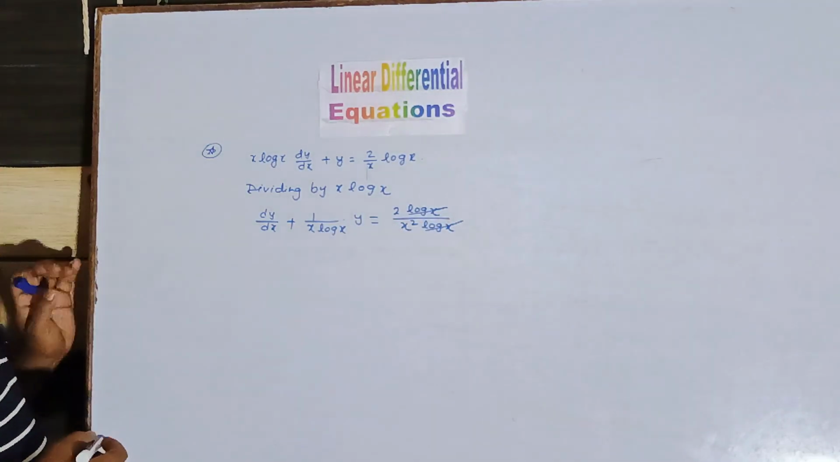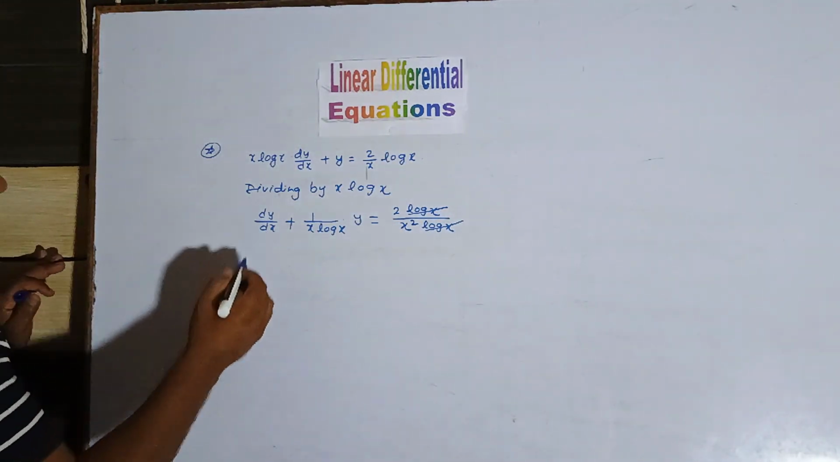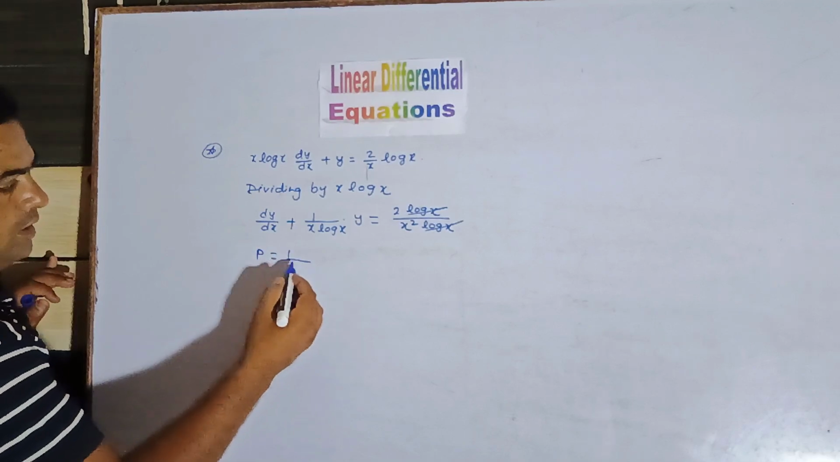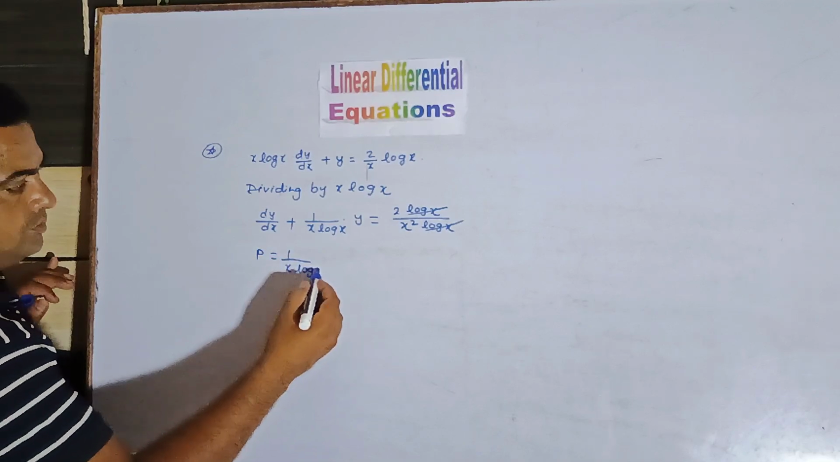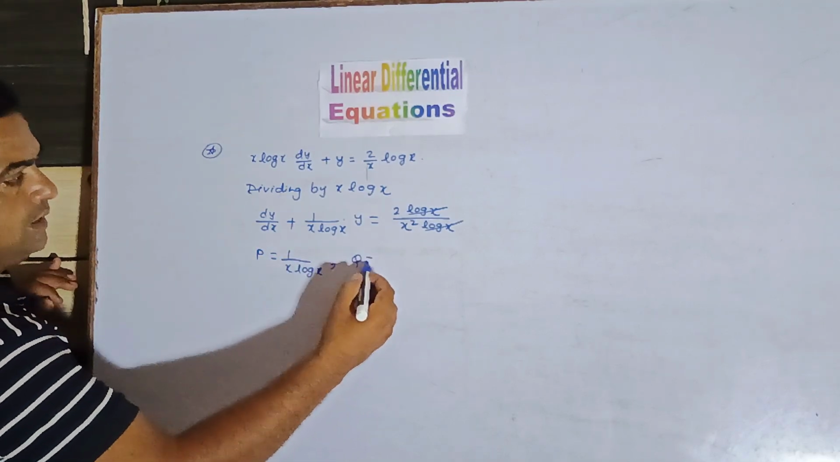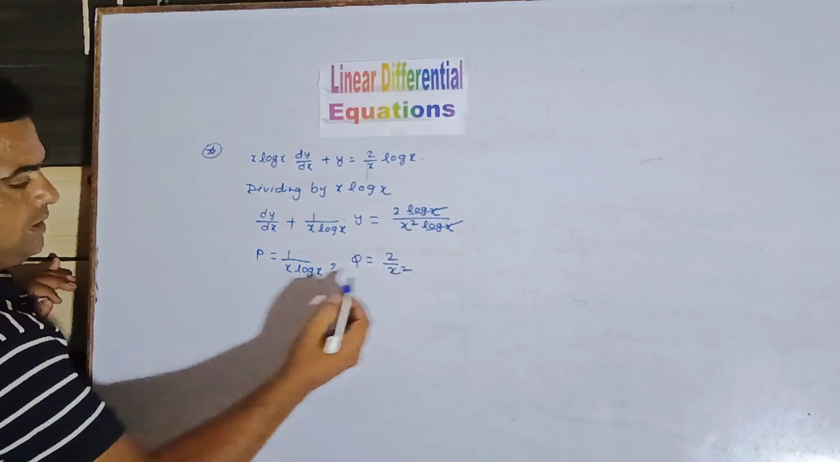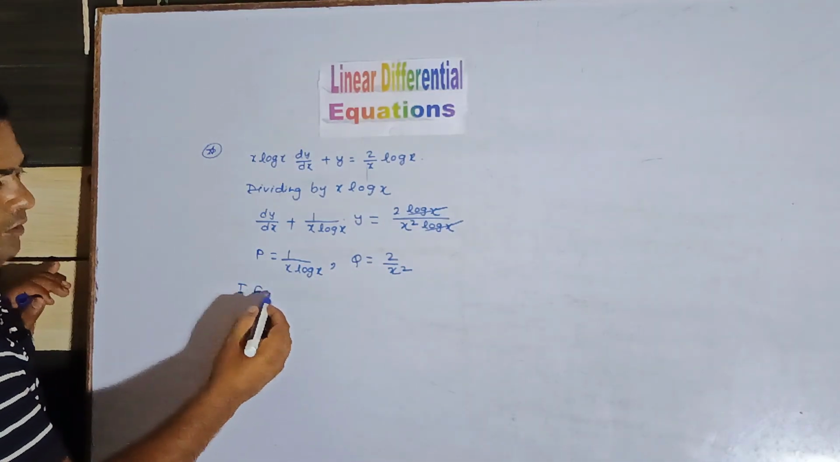Log x cancels out, so this will be 2 upon x square. What is the value of p? This is 1 upon x log x. And what is the value of q? This is 2 upon x square. We are finding the integrating factor.